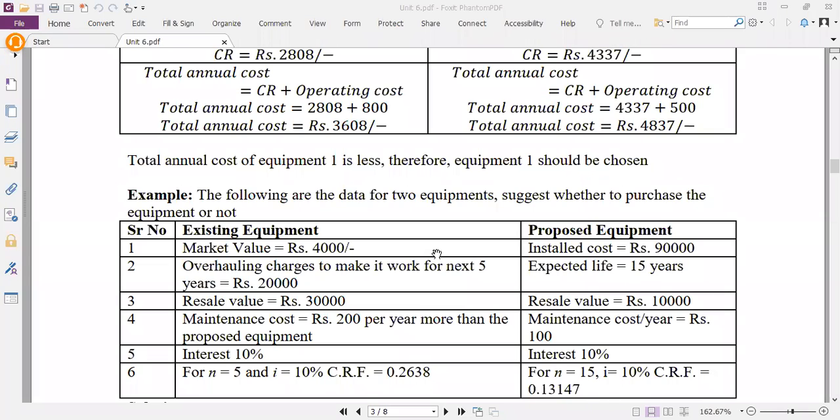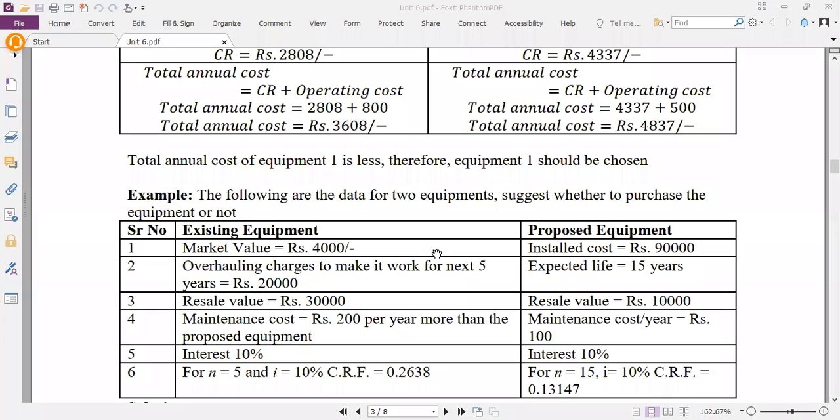That cost for the next 5 years to make it workable is 20,000. The expected life of the proposed equipment is 15 years, and for the existing equipment the expected life is 5 years. Resale value of the existing equipment is 30,000. If you sell the proposed equipment, the resale value is 10,000 rupees. Maintenance cost is 200 rupees per year more than the proposed equipment, and the maintenance cost per year for the proposed equipment is 100 rupees. Means here the maintenance cost is 300 rupees per year. Interest rate is 10%.